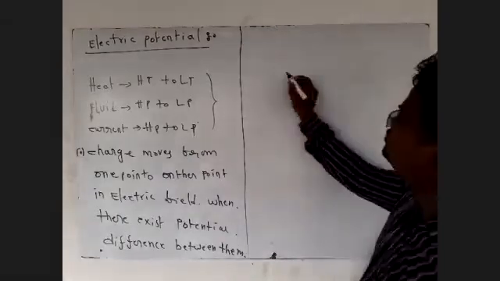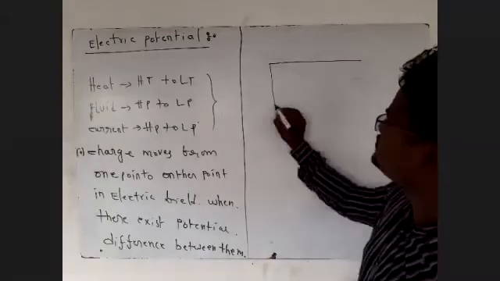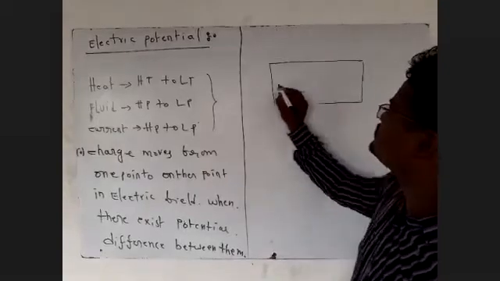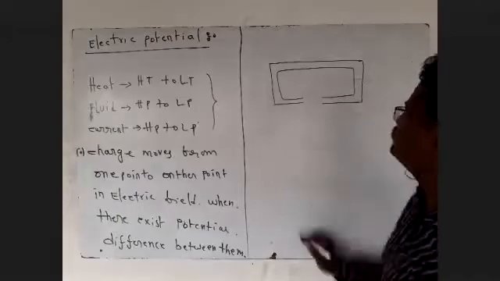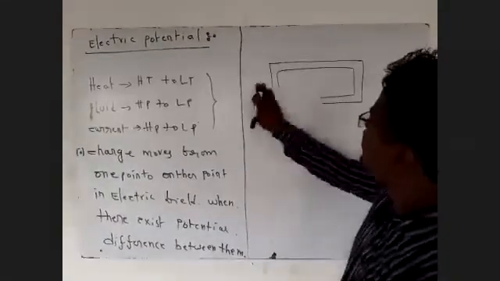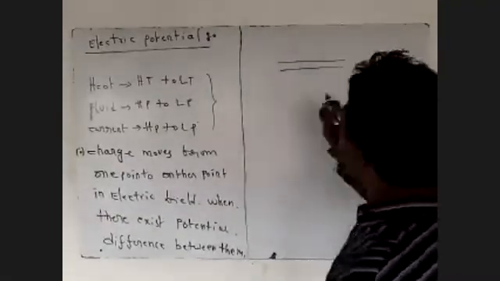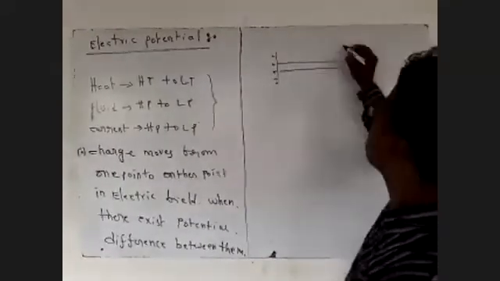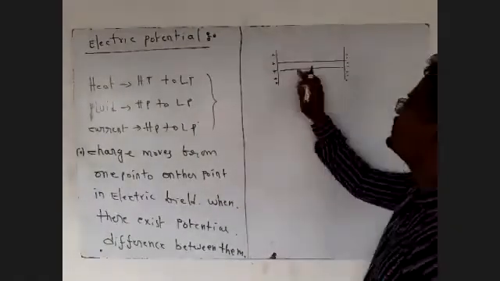For example, this is a simple electric circuit. This is an electrical wire. I'm cutting this wire up to here. Now you connect the positive terminal of the battery here, and this is the negative terminal of the battery.